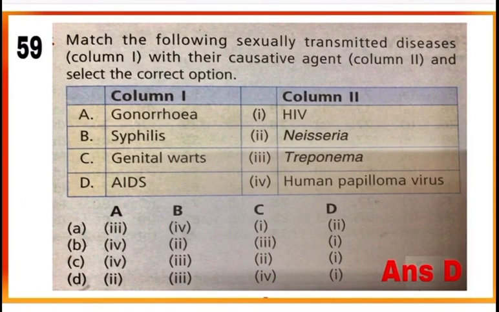Question 59. Match the following sexually transmitted diseases of column 1 with their causative agents in column 2 and select the correct option. Option D is correct. A. Gonorrhea caused by 2. Neisseria. B. Syphilis caused by 3. Treponema. C. Genital warts caused by 4. Human papilloma virus. And D. AIDS caused by 1. HIV.